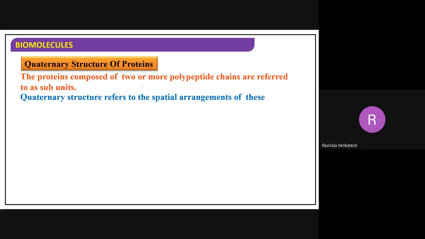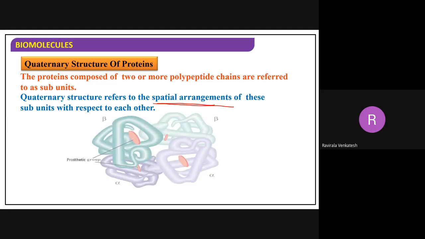Quaternary structure of the proteins. The proteins composed of two or more polypeptide chains are referred to as subunits. Quaternary structure refers to the spatial arrangement of these subunits with respect to each other. This is the final spatial arrangement of the subunits, like this.